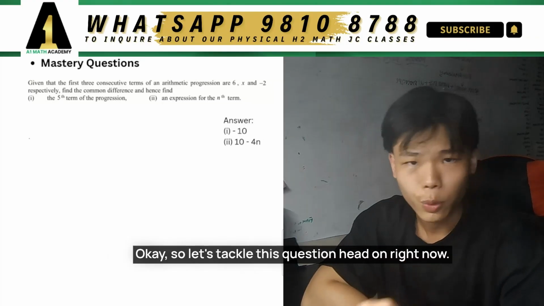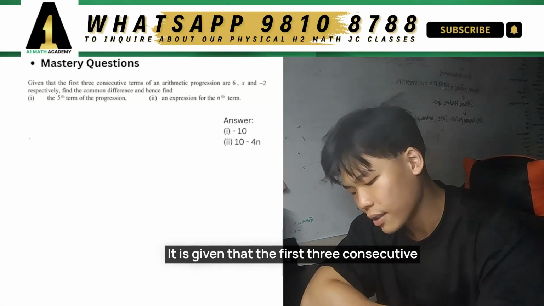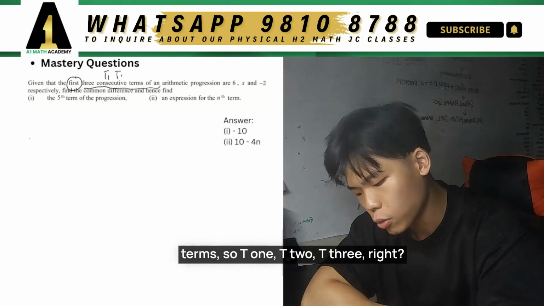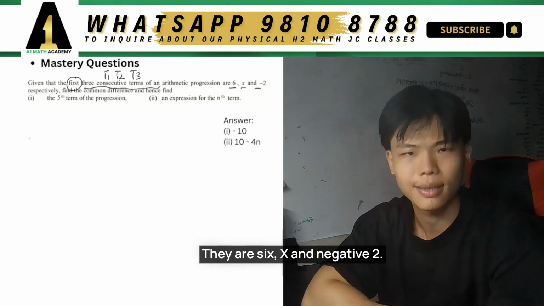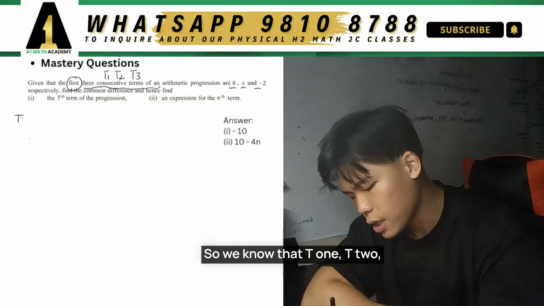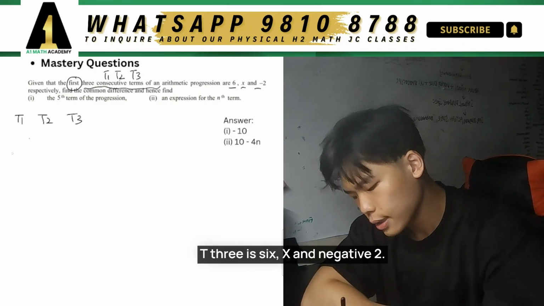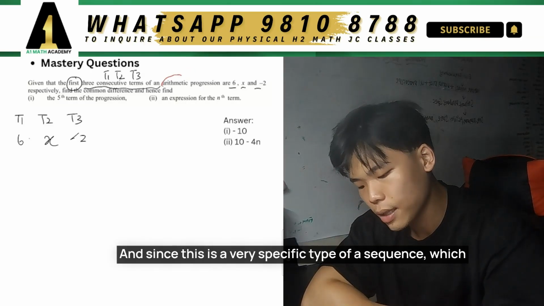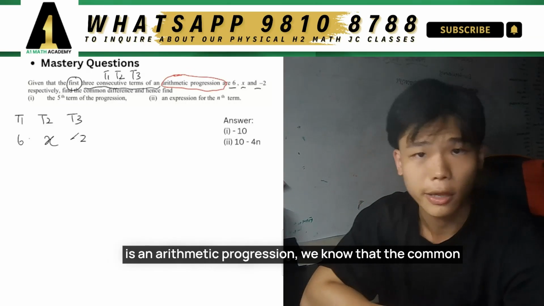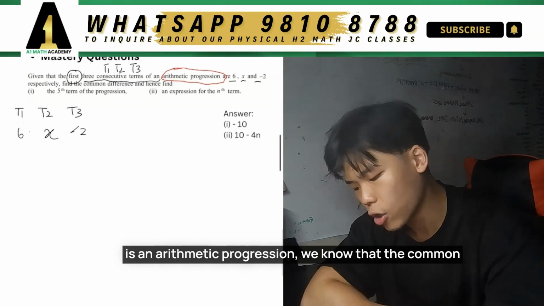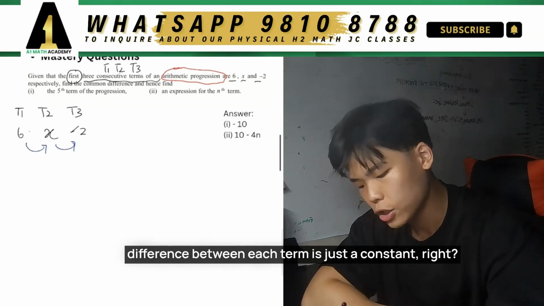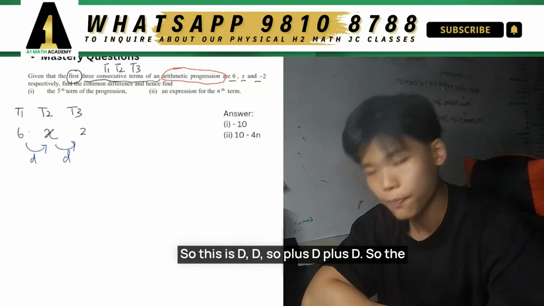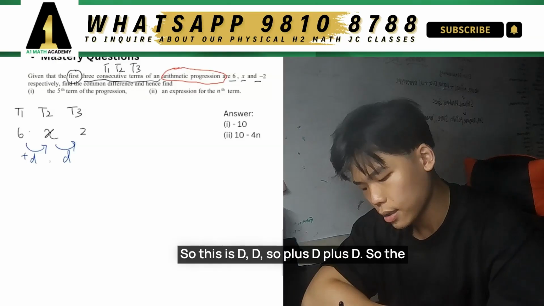Okay, so let's tackle this question head on. It is given that the first 3 consecutive terms, so T1, T2, T3, are 6, x and negative 2. And since this is a very specific type of sequence, an arithmetic progression, we know that the common difference between each term is just a constant. So this is d, plus d, plus d.